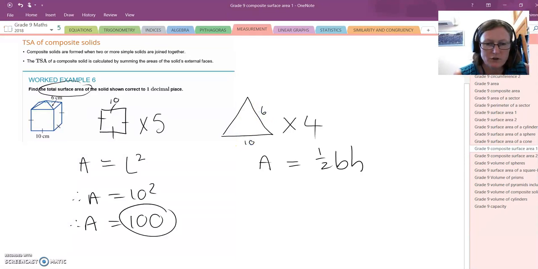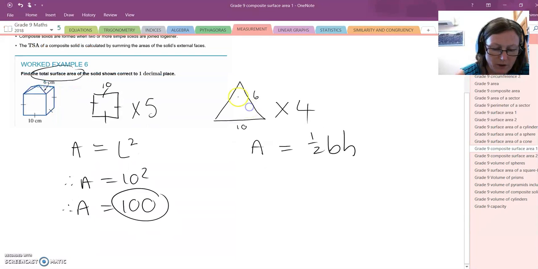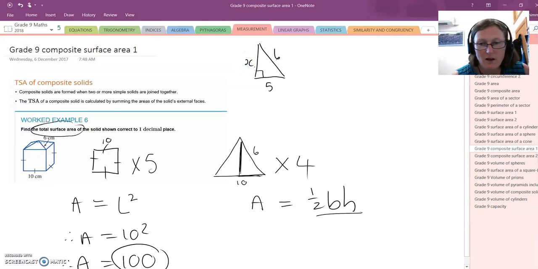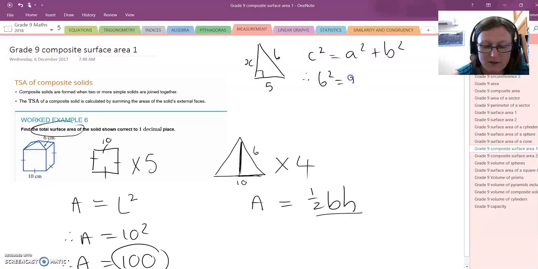So again, we need to do some Pythagoras' theorem to work out what the height of this triangle is, because we need the height of the triangle for our area formula. So let's go up here and look at our right angled triangle that we can make. That is 6 and this is 5 because half of 10 is 5. So let's work out what x is, the height. Using Pythagoras, c squared equals a squared plus b squared. C is 6, so 6 squared is equal to x squared plus 5 squared. So 36 is equal to x squared plus 25.